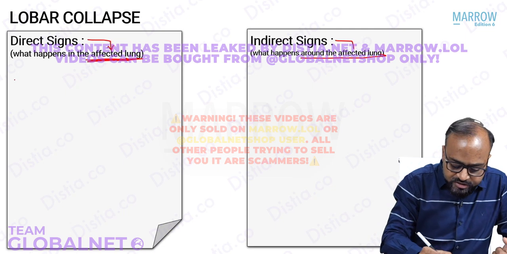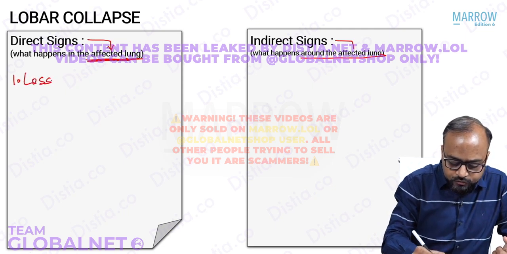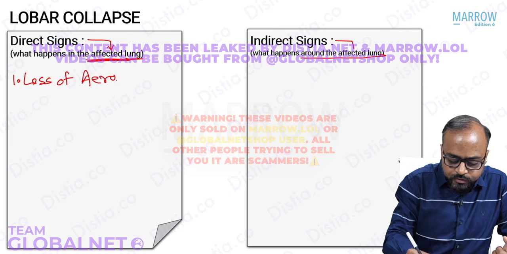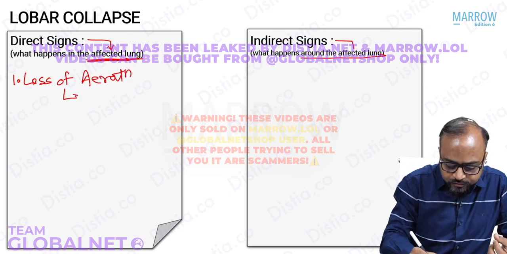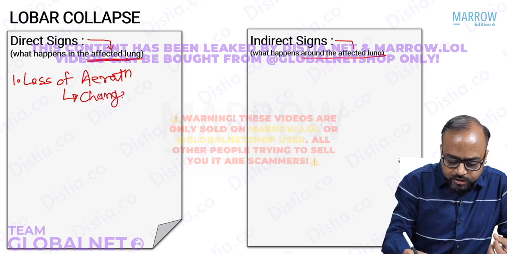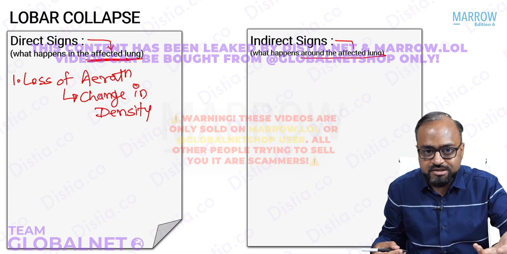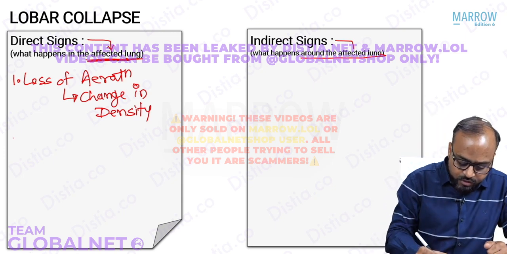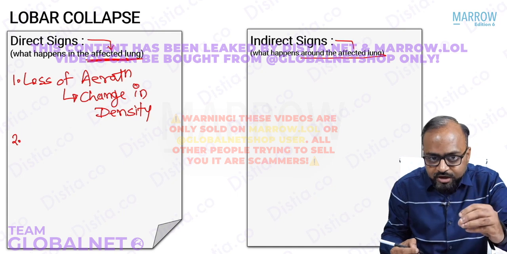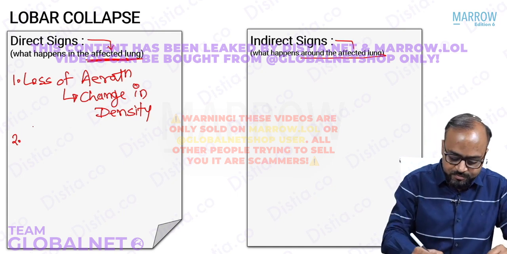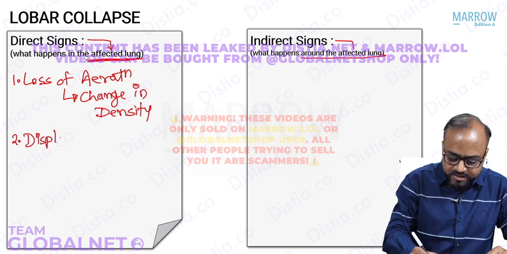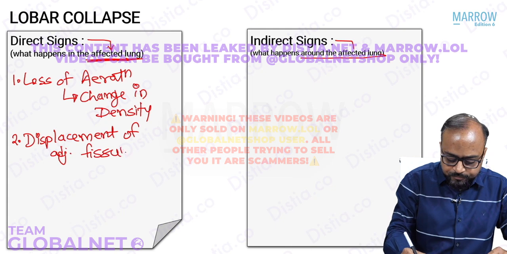Now let us look at what happens actually. First thing that will happen, we have already discussed this, is loss of aeration. So air will be lost. So what is the result of it? There will be a change in the density of the appearance of the lung. So the density will become white. It will become water density. That is what will happen. Next is, because the lobe is collapsed, what will happen to the affected part? Adjacent fissures will get displaced. So there is a displacement of adjacent lung fissures.